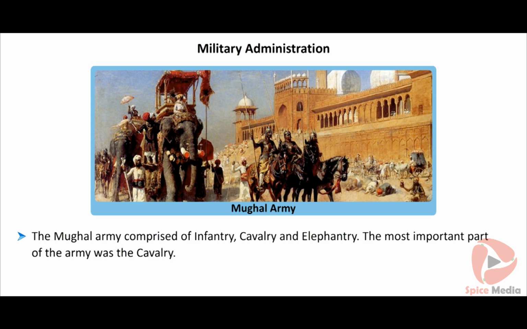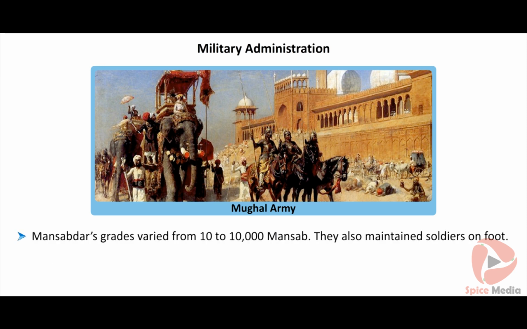Military administration. The Mughal army comprised infantry, cavalry and elephantry. The most important part of the army was the cavalry. The Mansabdari system was introduced by Akbar. Mansab means place or a rank. The ranks of the Mansabs depended on the number of horsemen they possessed.